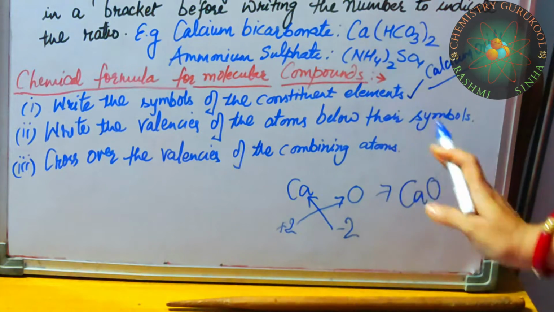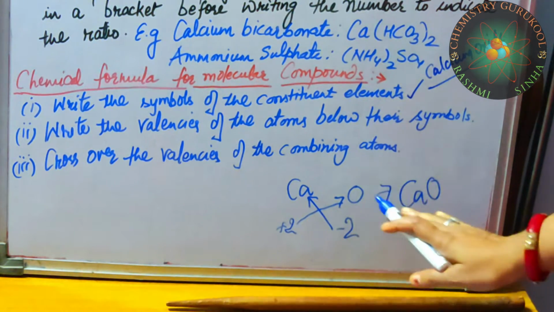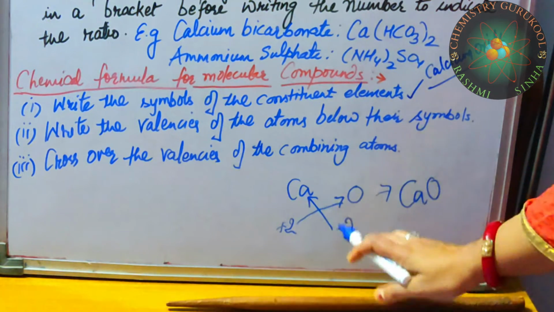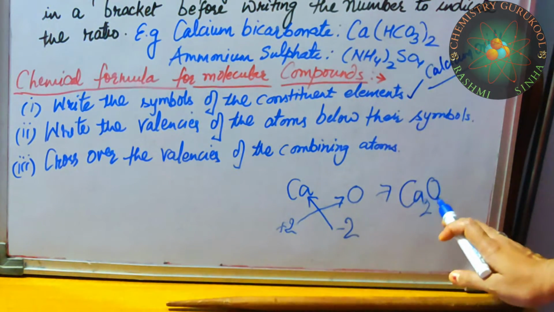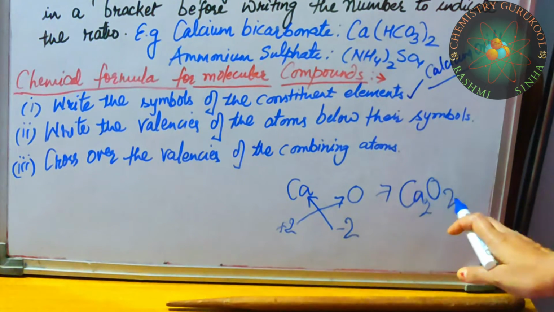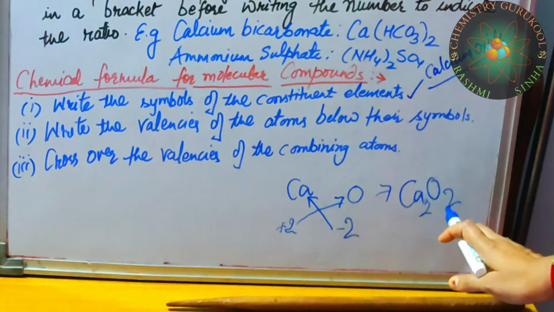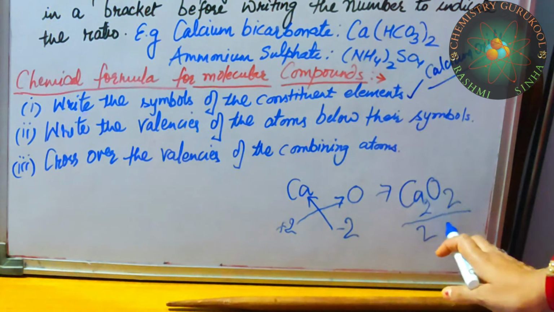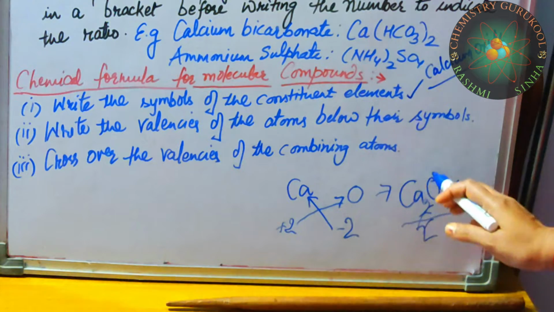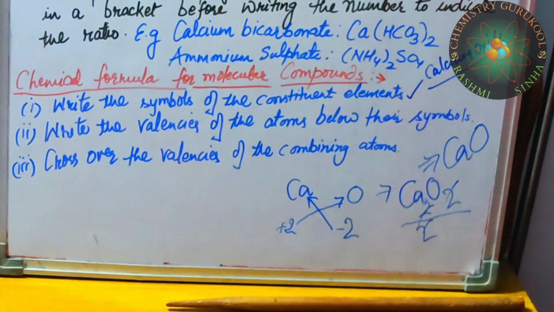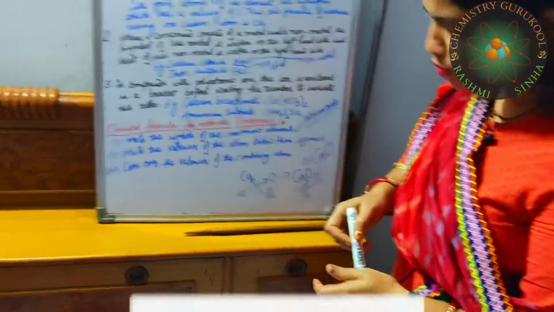Because I have just written it directly, but there is an in-between step left. Whenever you do the crossover you will get the formula like this. But always remember, when you get similar numbers for the valencies, you have to divide by the same number and it will be cancelled out, and finally you will get calcium oxide, that is CaO. So this is how you can write the formulas.